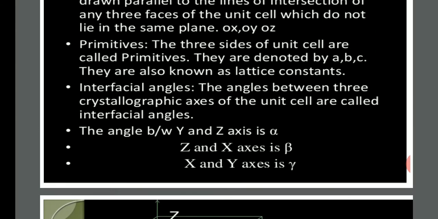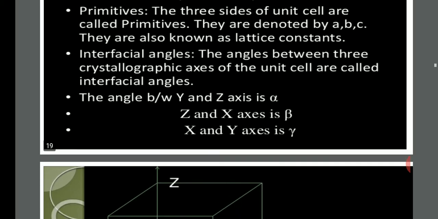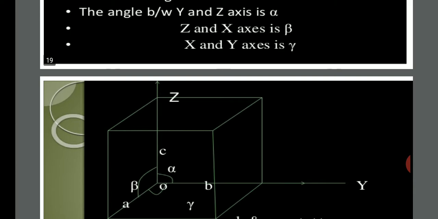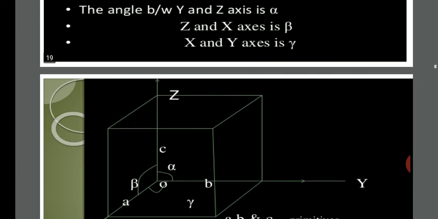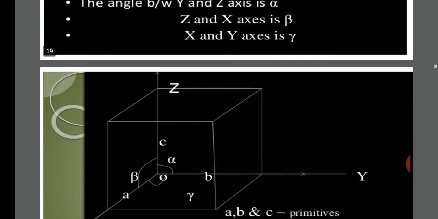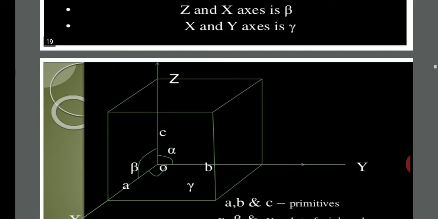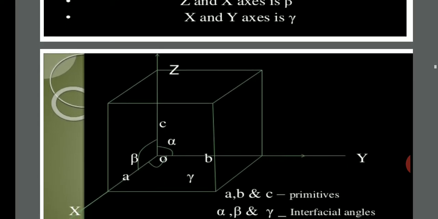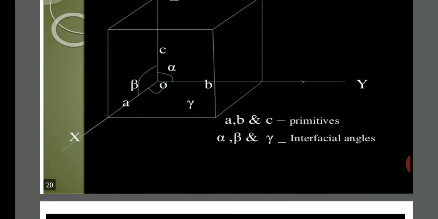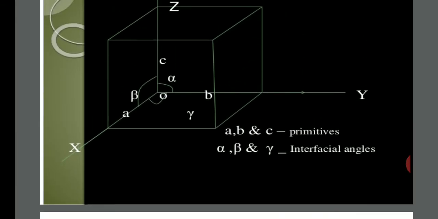Interfacial angles. The angles between the three crystallographic axes of the unit cell are called interfacial angles. That is, in this figure, I am showing the angle between y and z axes is alpha, the angle between z and x axes is beta, and between x and y axes is gamma. So A, B, C you have to know are the primitives, and alpha, beta, gamma are the interfacial angles.